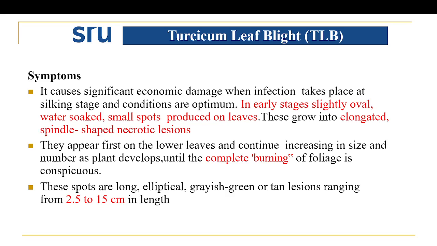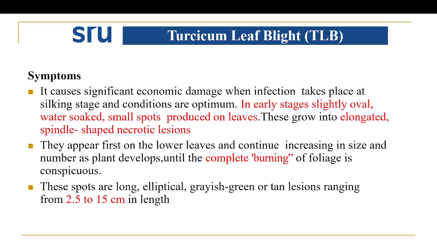In the early stage, slightly oval, water soaked small spots are produced on the leaves. These grow into elongated spindle shaped necrotic lesions. They first appear on the lower leaves and continue to increase in size and length as the plant develops, until it gives a complete burning effect of the foliage.